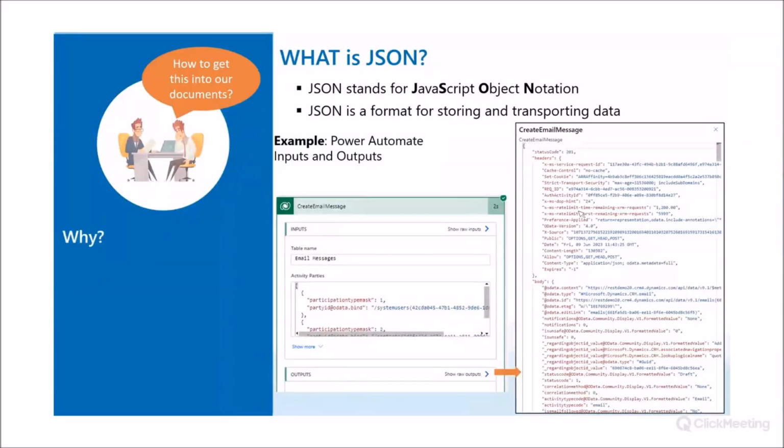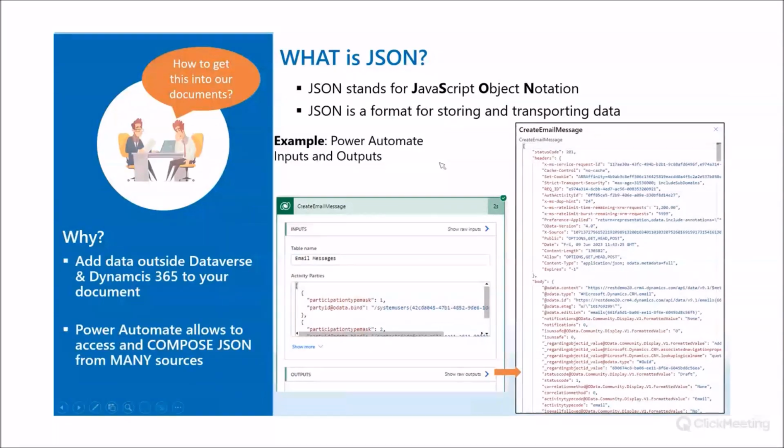All right. So how are we going to get this into our documents? I guess the big question before that is, why will we do this? Couple of reasons to do that. So it allows you to add data outside your Dataverse and Dynamics to your document. Okay. And Power Automate allows to access and compose JSON from many sources. So you can pull things from different locations, right, without having that in the Dataverse.